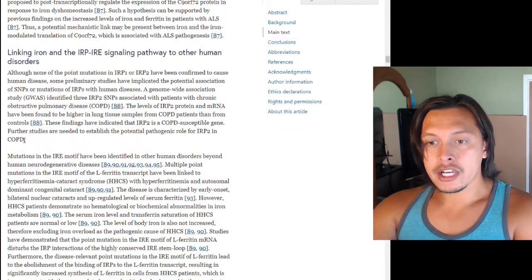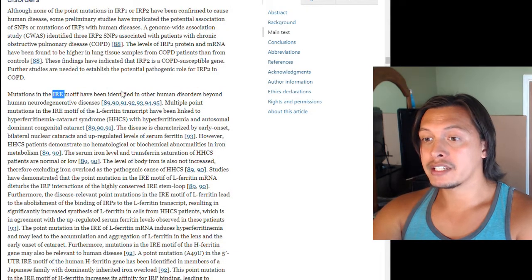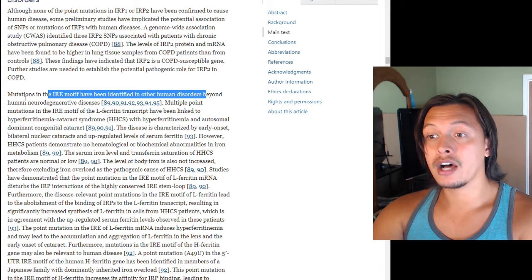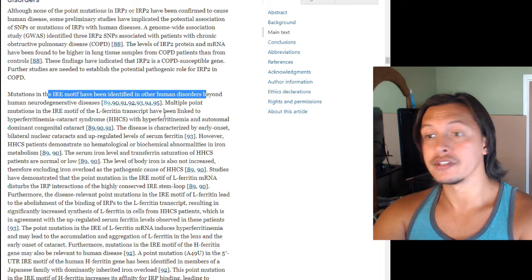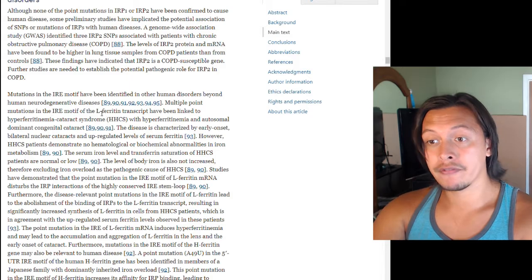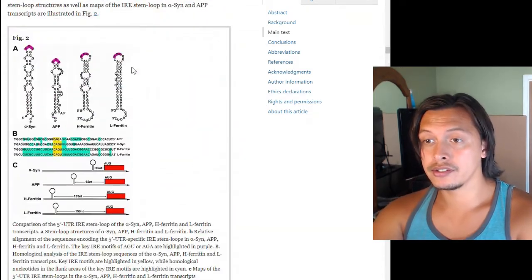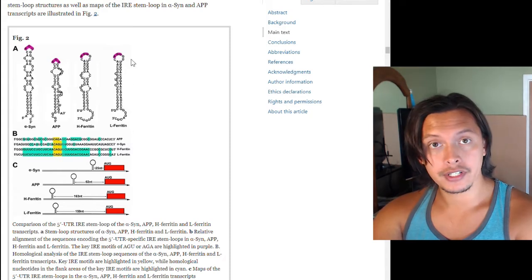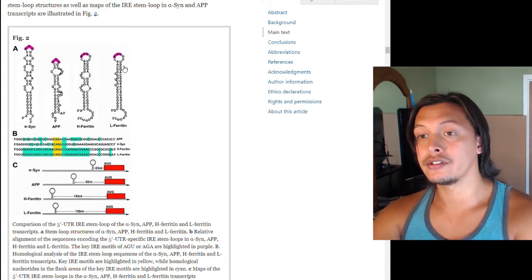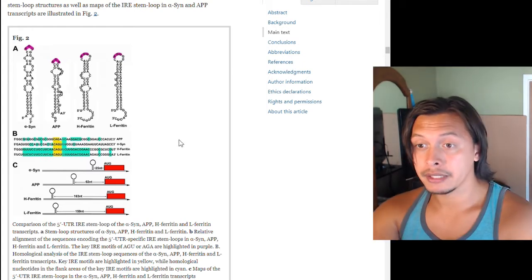So mutations in the IRE motif, the iron response element motif, have been identified in other human disorders beyond neurodegenerative diseases. So multiple point mutations in the iron response element motif of L-ferritin, and remember, L-ferritin is a protein that is going to help store iron in the cells of your body.